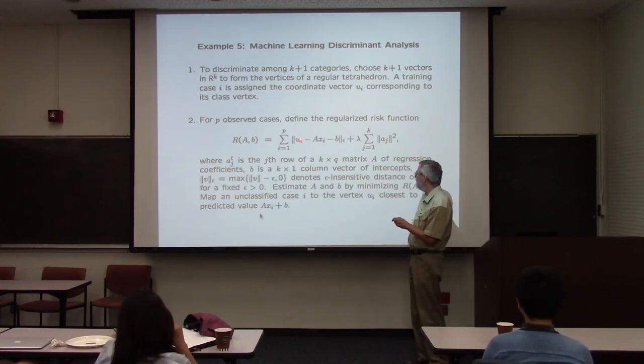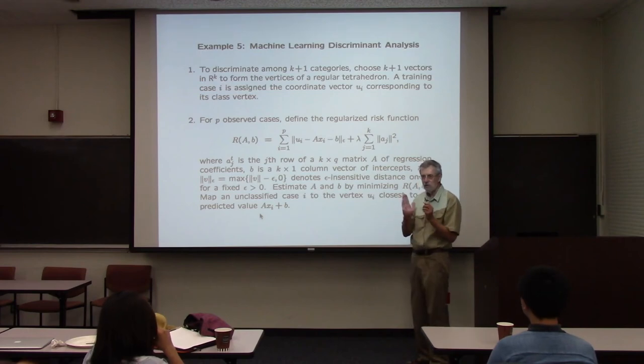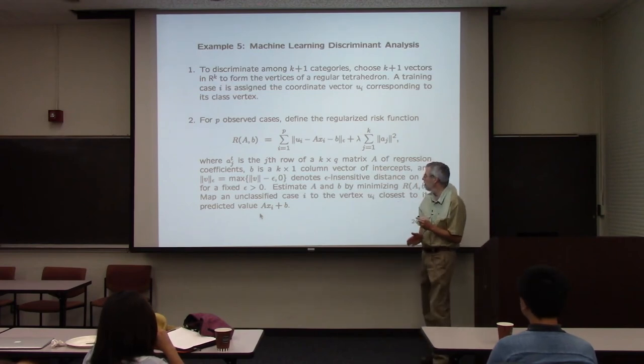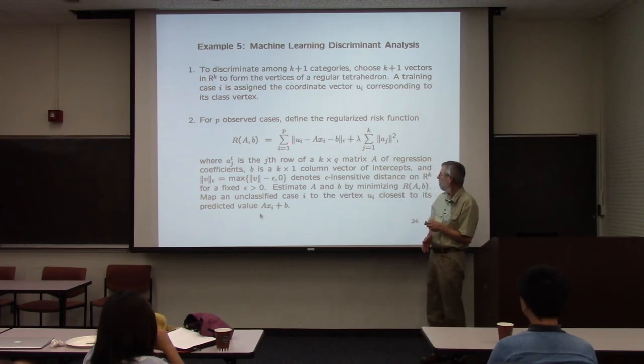If this were a Euclidean distance and it's below epsilon, so we're quite close to the predicted vertex, we would just make this whole term zero.